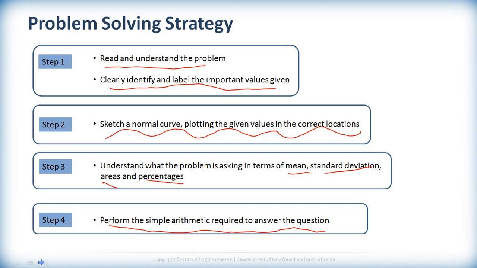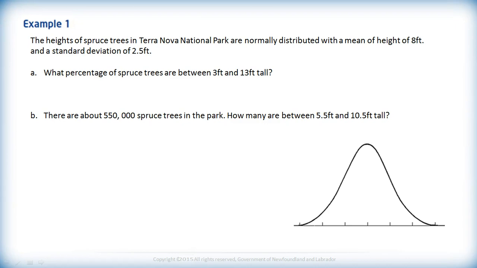Let's see what this business is all about here. So example 1, it says the heights of spruce trees in Terra Nova National Park. Okay, so they're all different heights, I would imagine. It says they're normally distributed with a mean of 8 feet. So an average spruce tree would be about 8 feet tall. Okay, I believe it. And they have a standard deviation of 2.5 feet. So on average, one of those spruce trees varies away from the mean by about 2.5 feet. So what percentage of the spruce trees are between 3 feet and 13 feet tall?